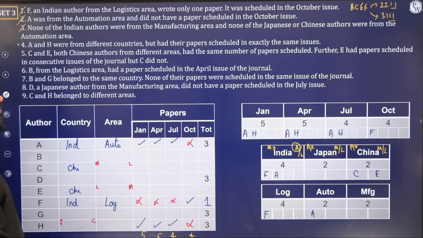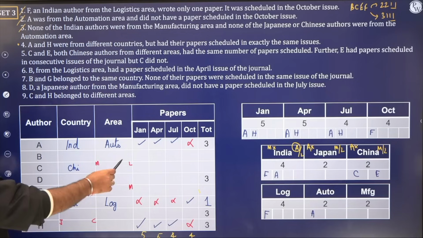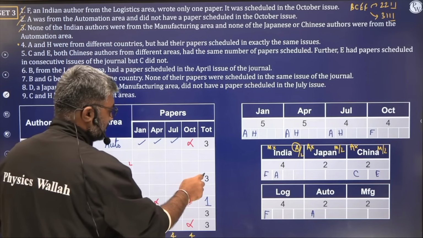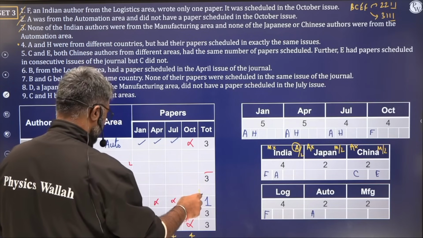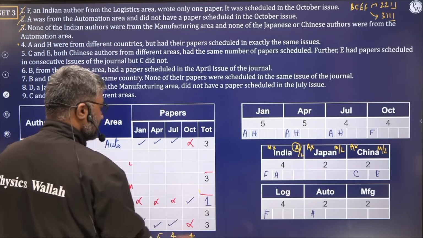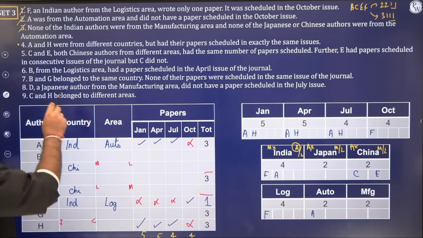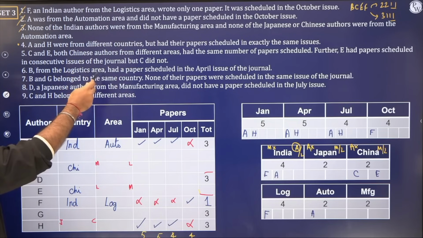आगे बढ़ते हैं. क्या बोल रहे हैं? At the same number of papers scheduled. C, we don't know how many papers. E, we don't know how many papers. So we kind of stuck there. C and E, the number of papers should be same. Next, what are they saying? Further, E had papers scheduled in consecutive issues of the journal, but C did not.